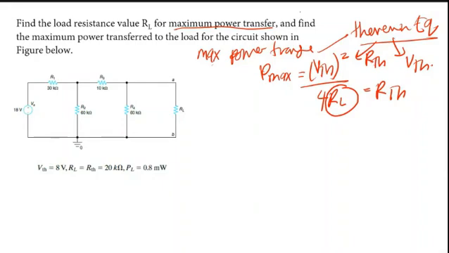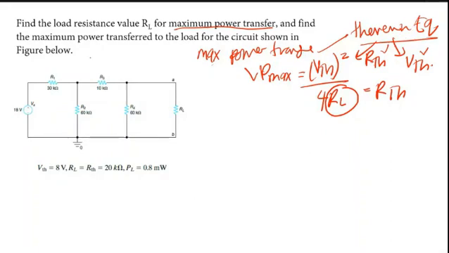Okay. So first you need to use this equation in order to find your maximum power transfer. Before you can substitute all these values, VTH and RL, you need to find the value for RTH and VTH. So this involves the Thevenin equivalent circuit.